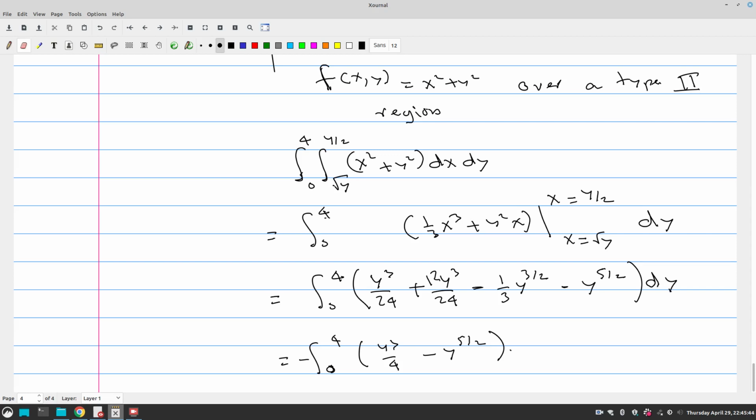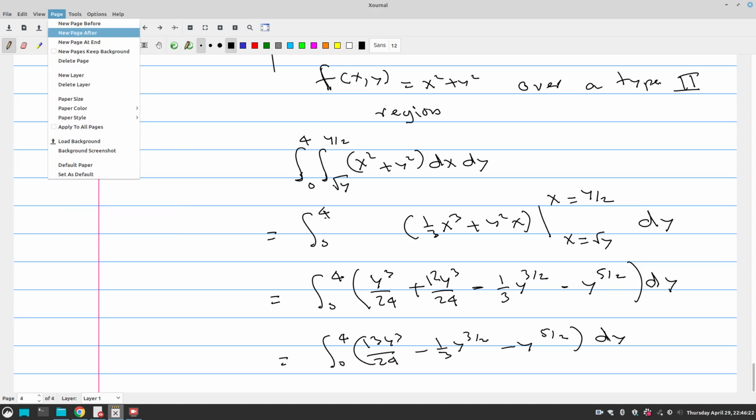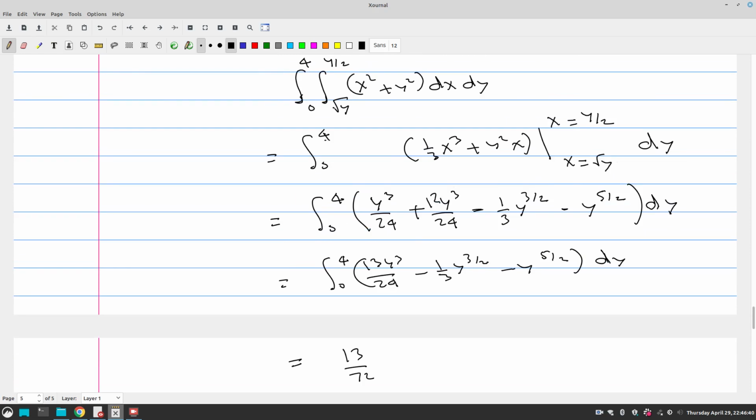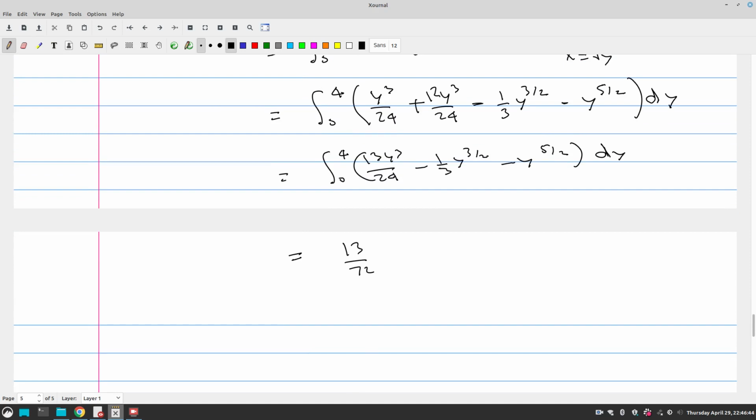and this is of course equal to the integral from 0 to 4 of 13 y cubed by 24 minus 1/3 y to the 3 over 2, right, minus y to the 5 over 2 dy, and then let's work this out. 13 by 72, sorry, 13 by 96, not 72, 96.